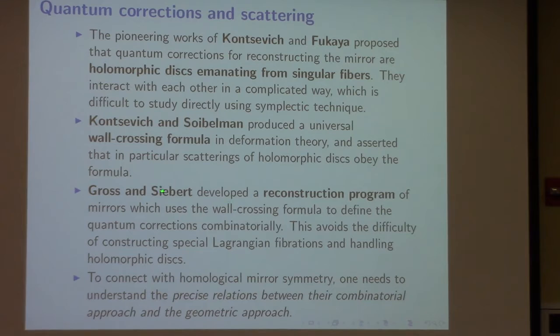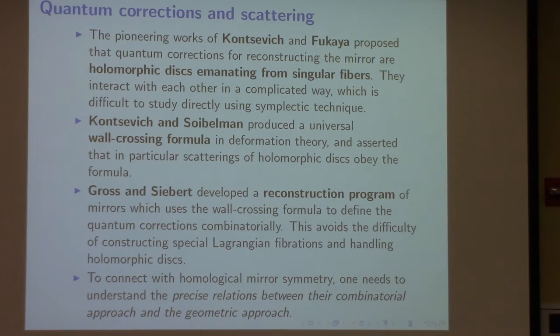Gross and Siebert developed the reconstruction program of mirrors, which uses the wall-crossing formula to define the quantum correction combinatorially. This avoids the difficulty of constructing special Lagrangian fibrations. So there are more algebraic geometric ways to do things, which is good, but on the other hand, we still would like to understand the special Lagrangian fibration, which I think would give more.